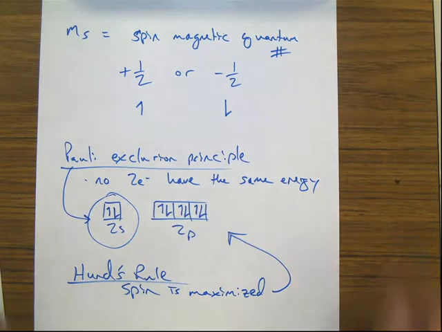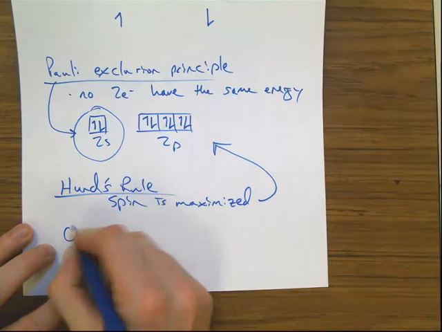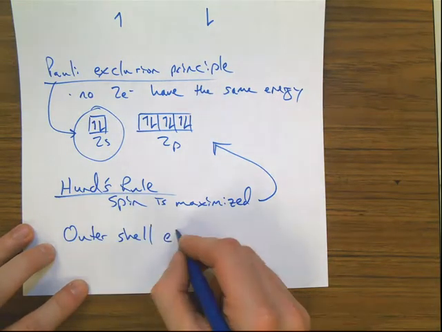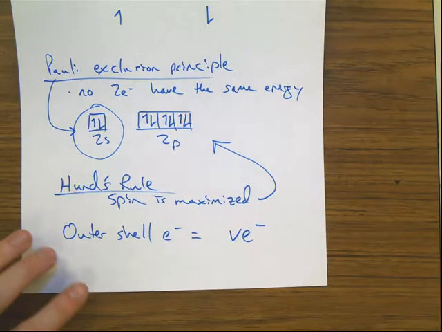And then, of course, don't forget that if you ever hear anything talking about the outer shell electrons, they are the same as valence electrons. They're exactly the same thing.